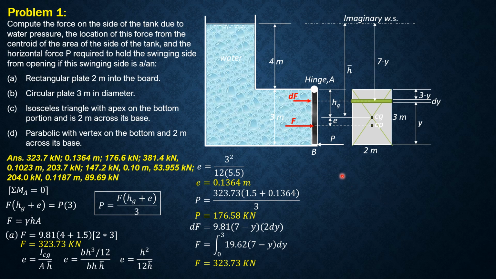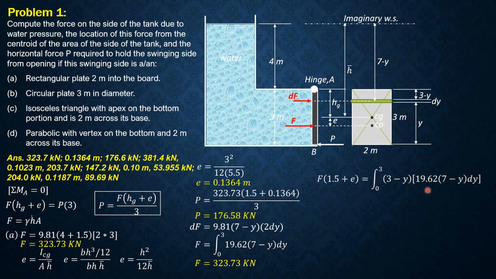Now for the moment of this force about the hinge, that's also the moment of dF about the hinge. So F times (1.5 plus E), the moment of the force about the hinge, is H sub G plus E, that's the moment arm of F, equal to the integral from 0 to 3 of the moment of the differential force, dF times the moment arm, 3 minus y. So 3 minus y is the moment arm of dF, and this is differential F, which we just copy from here.